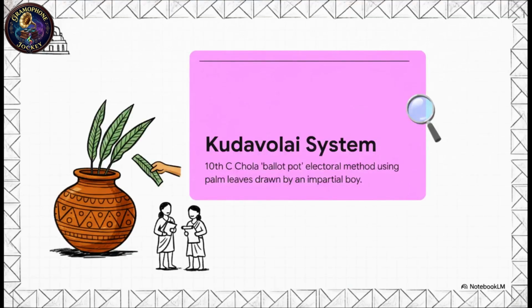Fast forward a bit to the 10th century Chola dynasty, and we find this absolutely fascinating civic ritual, the Kuda Vole system. Imagine this. Eligible candidate names are written out on palm leaves, dropped into a ballot pot, and drawn by an impartial young boy in full public view. Now, it wasn't just a random lottery. It was a carefully designed system with really strict eligibility rules to prevent dynastic elites from monopolizing power. It's just an amazing historical example of early transparency and fairness.